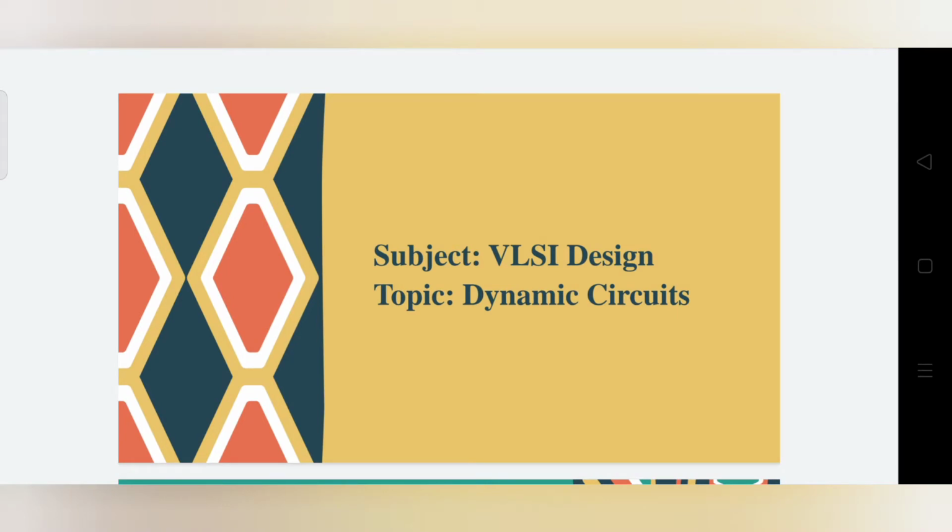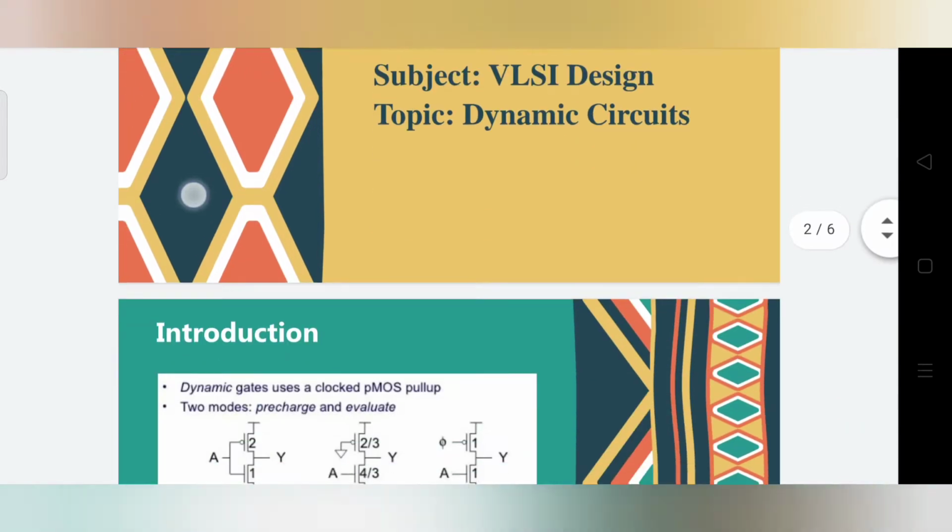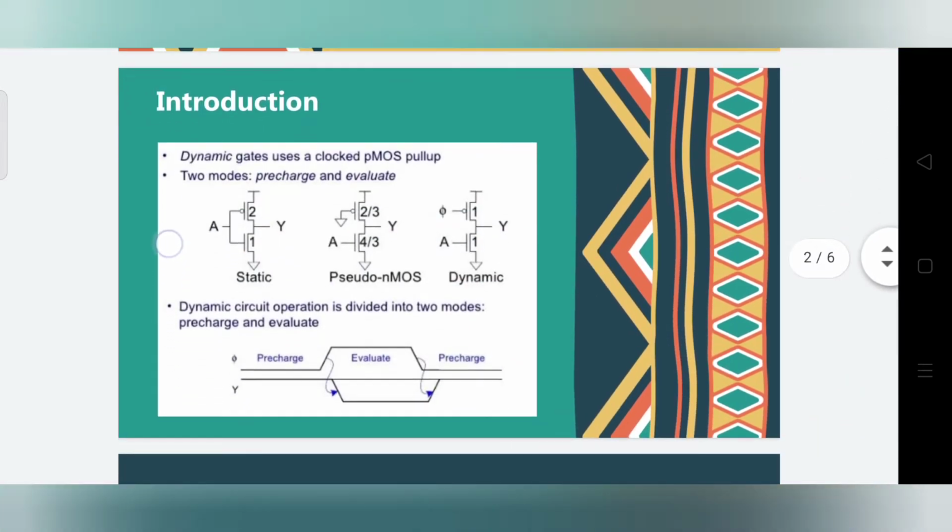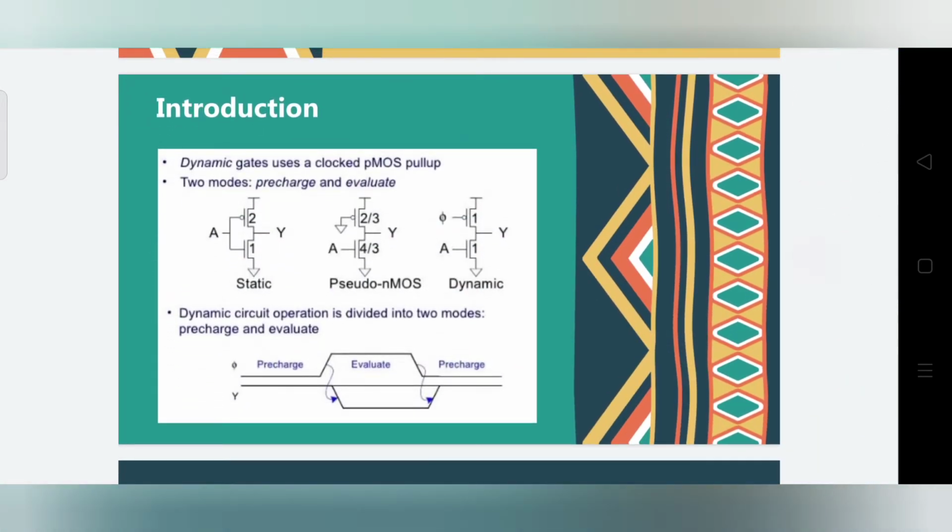Hello students, in this video we are going to see about dynamic circuits. In these dynamic circuits, a clocked PMOS pull-up is used. There are two modes available, one is precharge and the other one is evaluate. This dynamic logic circuit provides similar results as static circuits while avoiding the static power dissipation.